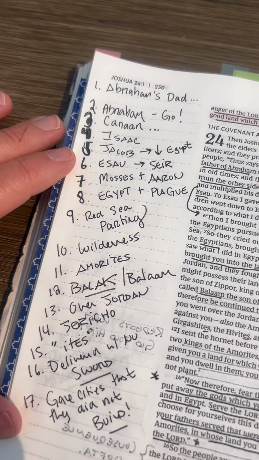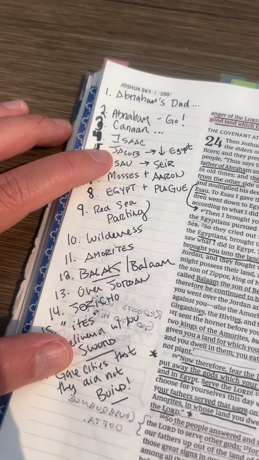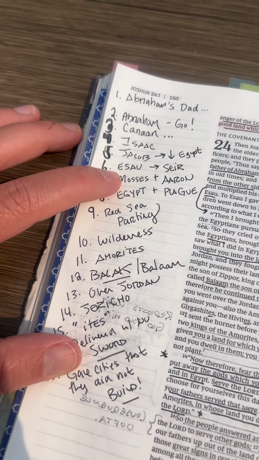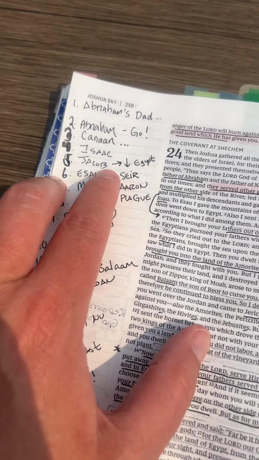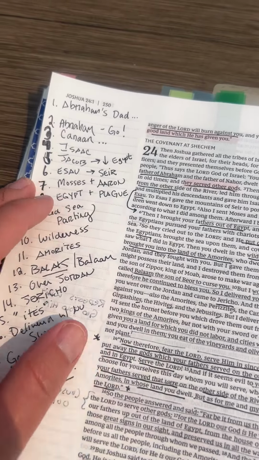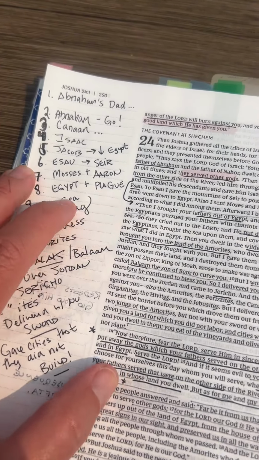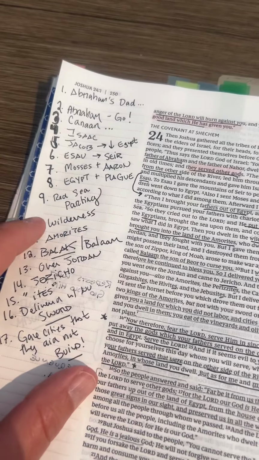To break it down a little bit more, eventually, because of Abraham's line, we had Isaac, we had Jacob, we had Esau, and the scripture's talking a little bit about Jacob and how he got to go to the land of Egypt, and Esau got Seir. And then the scriptures are talking about Moses and Aaron, the plagues in Egypt, the Red Sea parting, the wilderness.